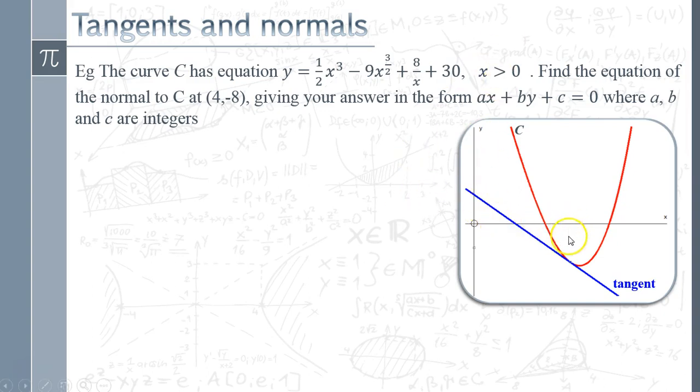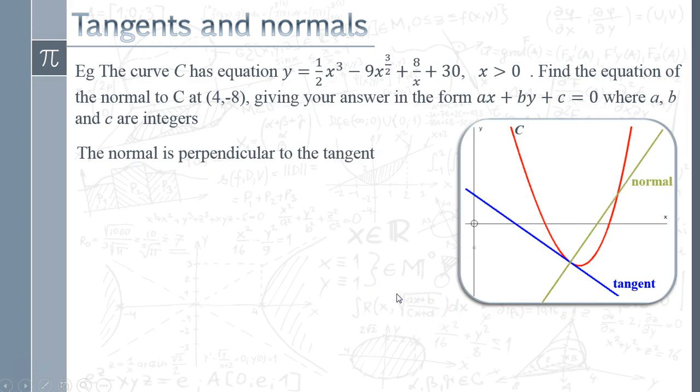So when x equals 4, there's the tangent. That's the line that just touches the curve but doesn't go through it. And the one we're interested in is the normal, which is the green one there, and the green one is at right angles to the tangent. So it's the equation of the green line that we're after.